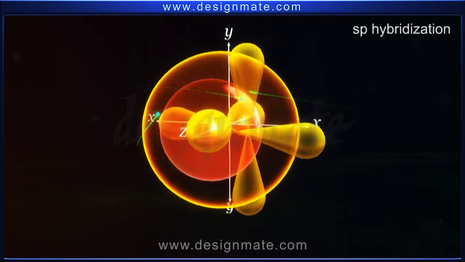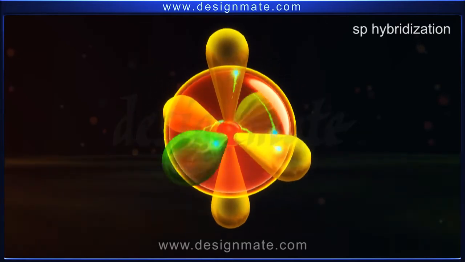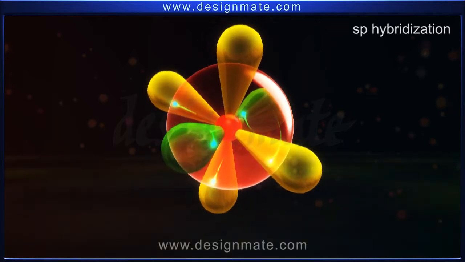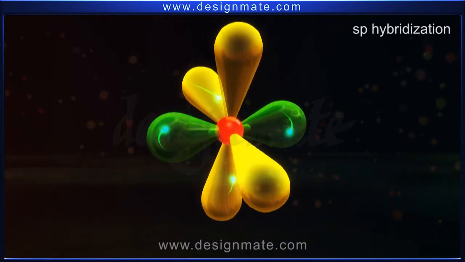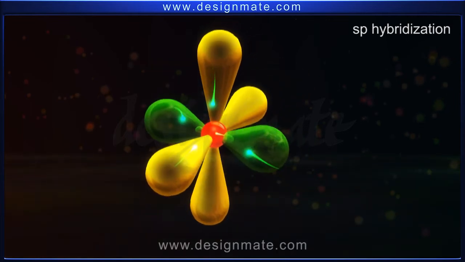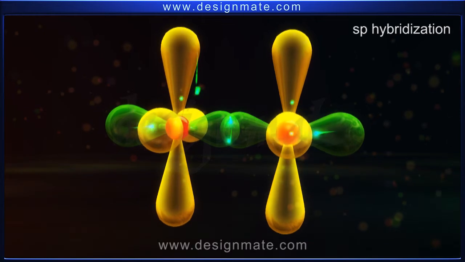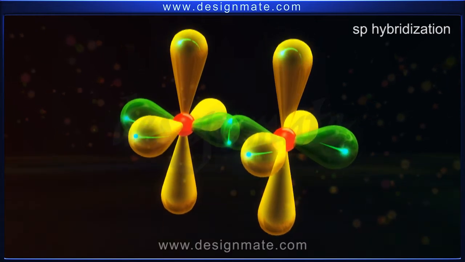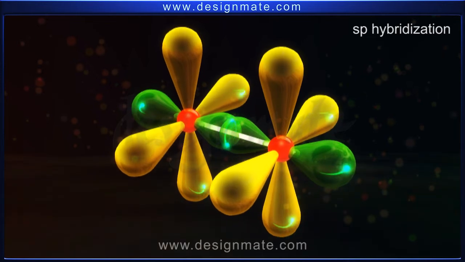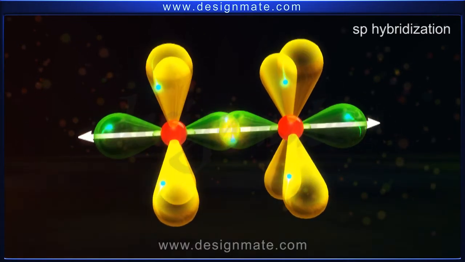Another process of intermixing is called sp hybridization. This involves the mixing of 2s and 2p orbital of an excited carbon atom and results in the formation of 2 sp hybrid orbitals. Now, imagine another sp hybridized carbon atom approaching this carbon atom such that the sp hybrid orbitals of the 2 carbon atoms face each other. These orbitals overlap along the internuclear axis, resulting in a sigma bond.